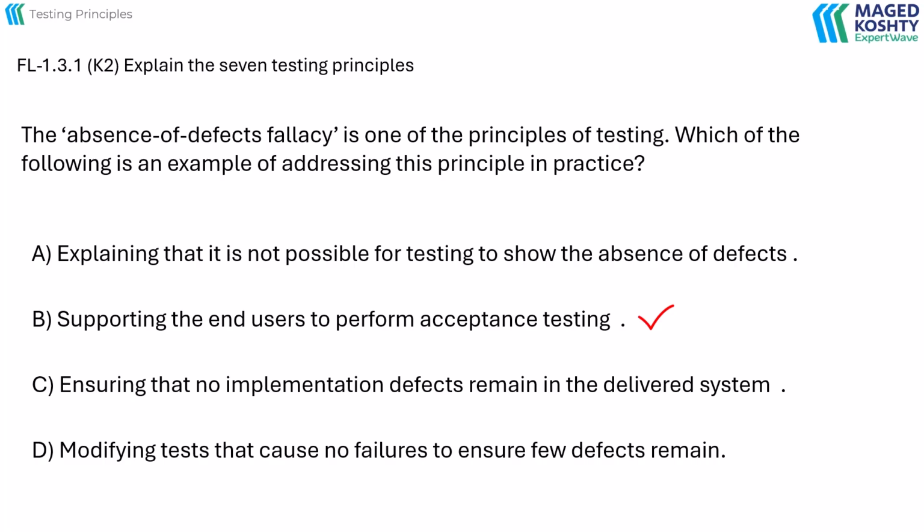The remaining options are not related to the absence of defects fallacy. Option A, explaining that it is not possible for testing to show the absence of defects. This is a solution to the problem of not following the first principle. Testing shows the presence, not the absence of defects. Actually, there's always confusion between three principles. Absence of defects fallacy. Testing shows the presence, not the absence of defects, and tests wear out.